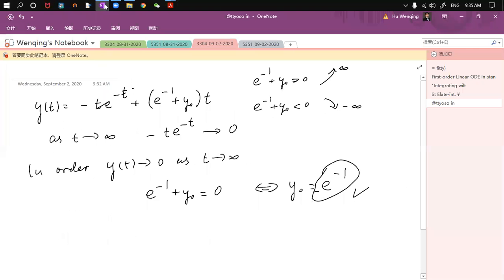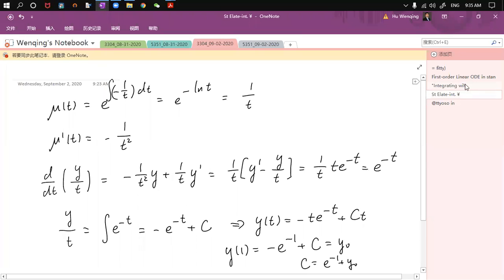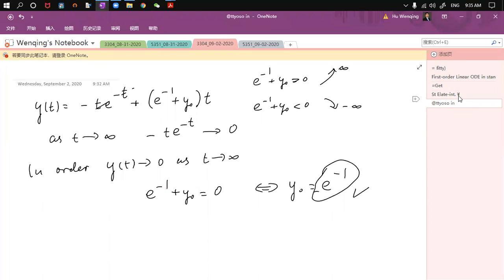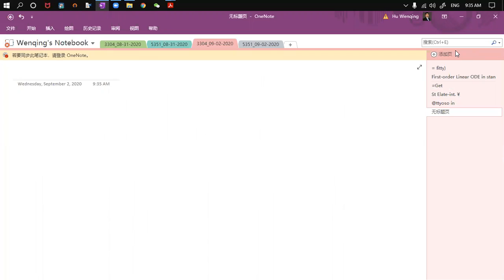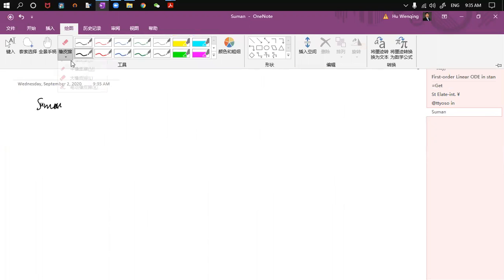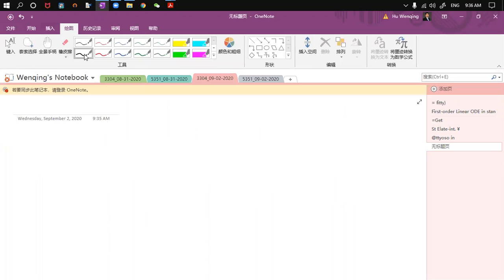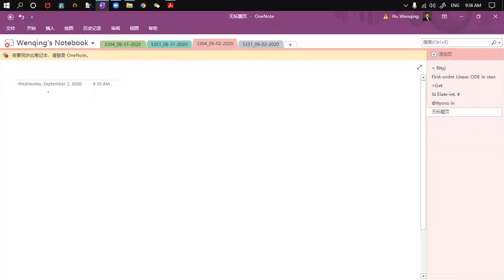So we have already discussed this integrating factor method. Let me briefly summarize the idea behind the integrating factor method. So let's say, summary.